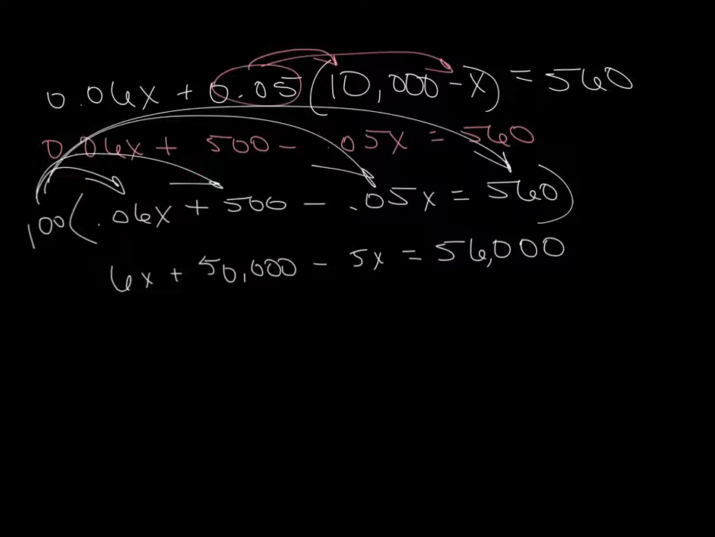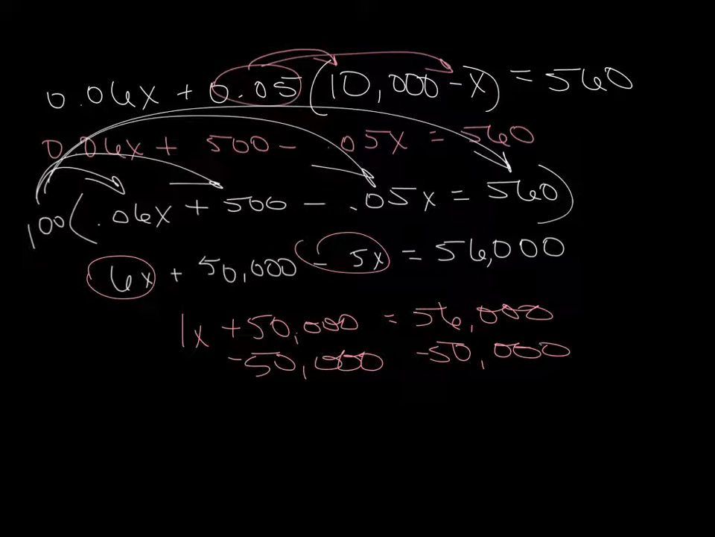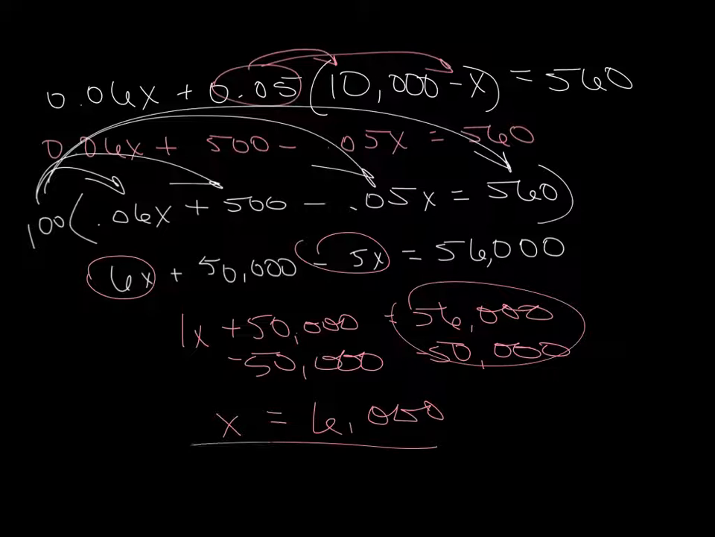Okay? Alright, so now we're going to take our 6x and our 5x and get 1x. Now we're going to subtract 50,000 from both sides and we get x equals 6,000. Now students say, well, yeah, we did that, so now do we have to convert it back to a decimal? No, you are done. You don't convert, you don't do anything else. That is the end of the story right there.